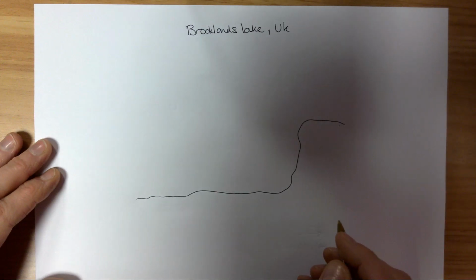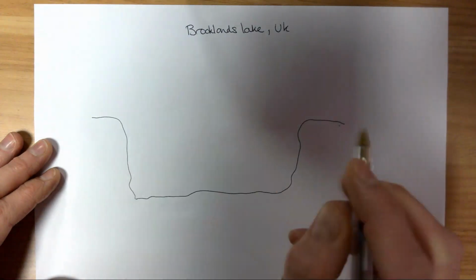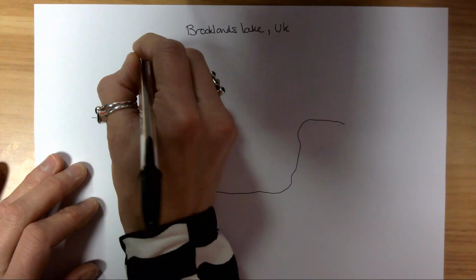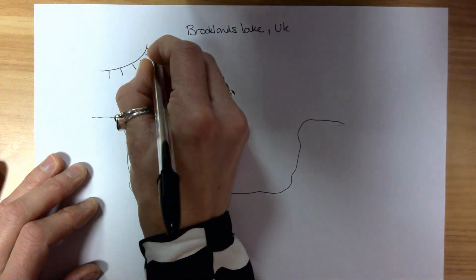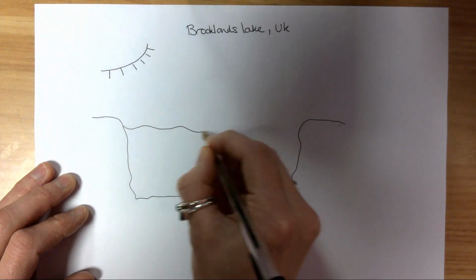So in our ecosystem, what have we got in our beautiful lake? We have got abiotic and biotic factors. Abiotic is the non-living and biotic is the living. So we have, first of all, our producers. So let's just draw our waterline.